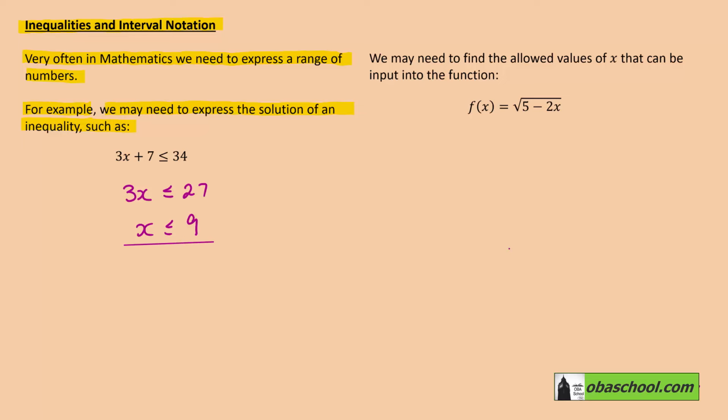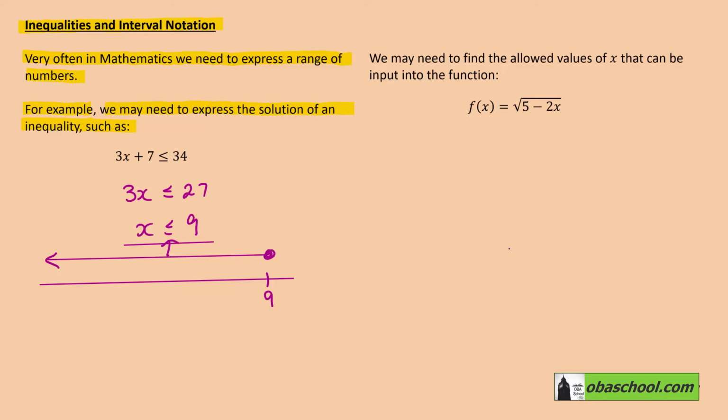This is one way of expressing a range of numbers. If we look at that on a number line, and we have the 9 here, we do a filled-in circle because this is a less than or equal to, so 9 is included, and then we do an arrow going off in this direction, as any value less than 9 is also a solution.